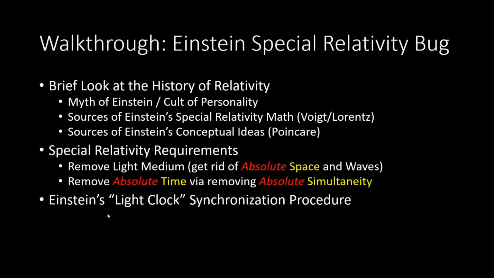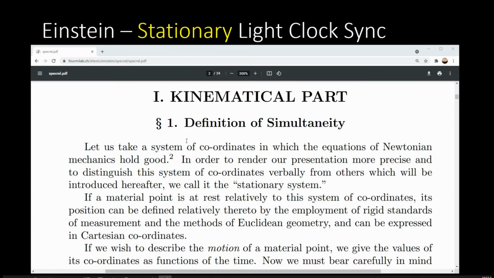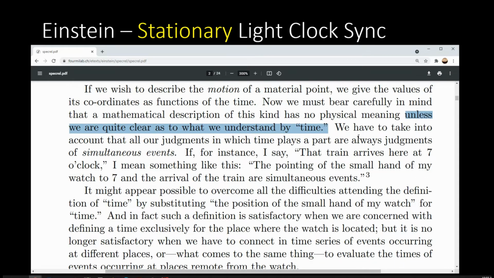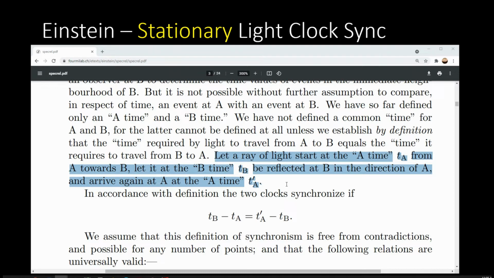So let's start digging into Einstein's paper and look at his light clock synchronization procedure. It is defined in section 1 of his paper and is similar to an 8th grade math word problem. Here he has a very simple definition of time, and it's the position of the hands on a watch. Now let's look at a simple animation that demonstrates this statement of synchronization of clocks, and we'll better understand what this equation means.